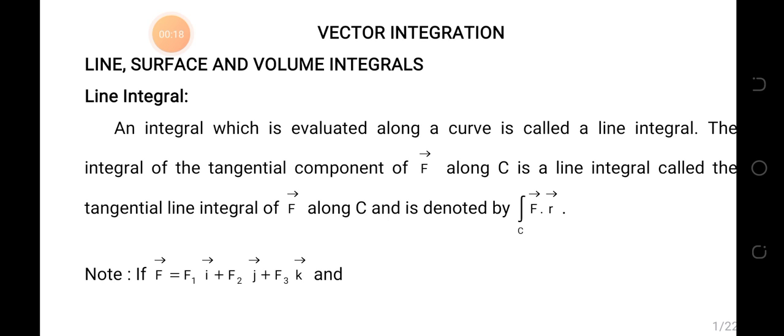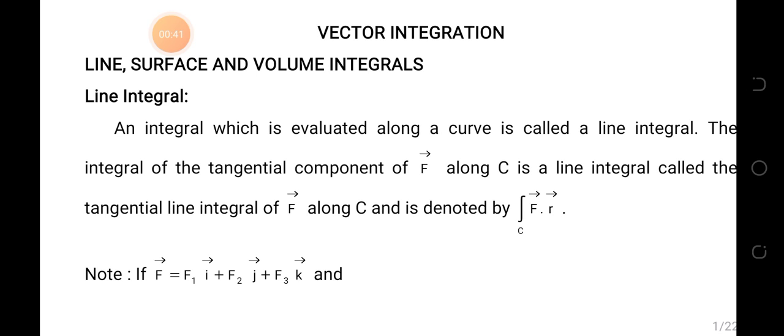An integral which is evaluated along a curve is called a line integral. The mathematical notation is given as: the integral of the tangential component of f vector along C is called the tangential line integral of f vector along C, and it is denoted by integral over C f vector dot dr vector.